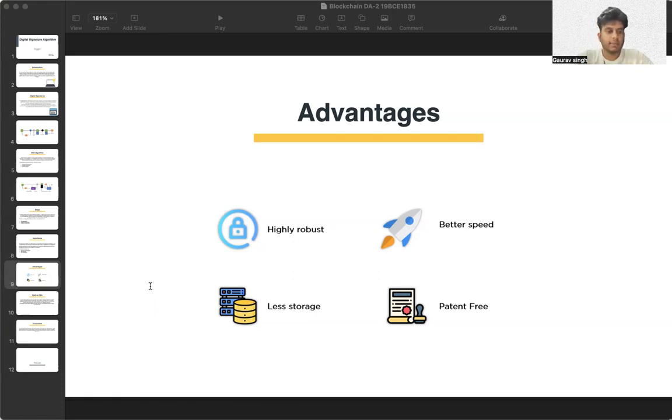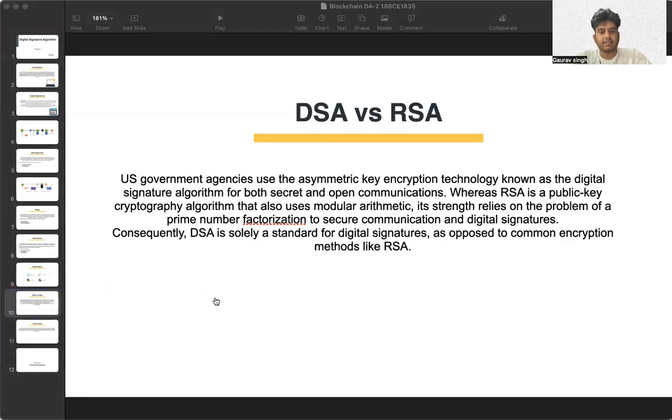Coming to DSA and RSA, the differences between them. DSA is an asymmetric key algorithm, as I said, and it was adopted by USA agencies for secret and non-secret communication. RSA, on the other hand, is a public key cryptography algorithm that uses modular arithmetic. Its strength relies on the problem of prime number factorization to secure communication and digital signatures. Unlike usual encryption algorithms like RSA, DSA is a standard for digital signatures. Even though both incorporate different mathematical algorithms, the cryptographic strength is equivalent.